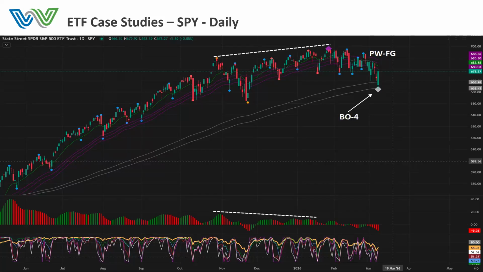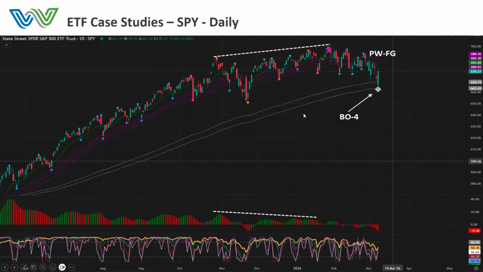ETF case studies, the SPY. Okay, I did take this last week. This print came last week. So this is the PW fill the gap. We have divergence. You can see the divergence. And then our target is the tunnel.